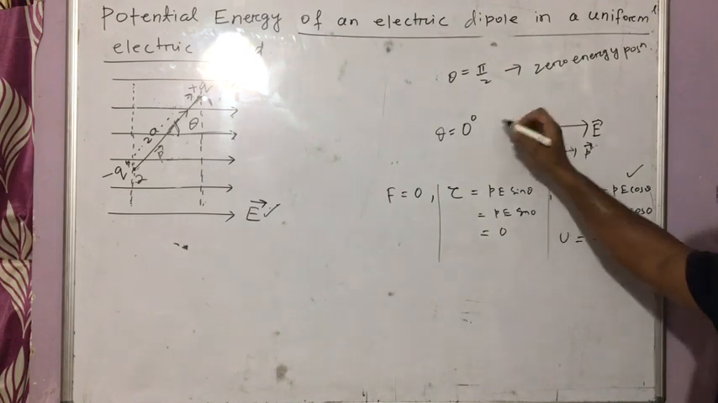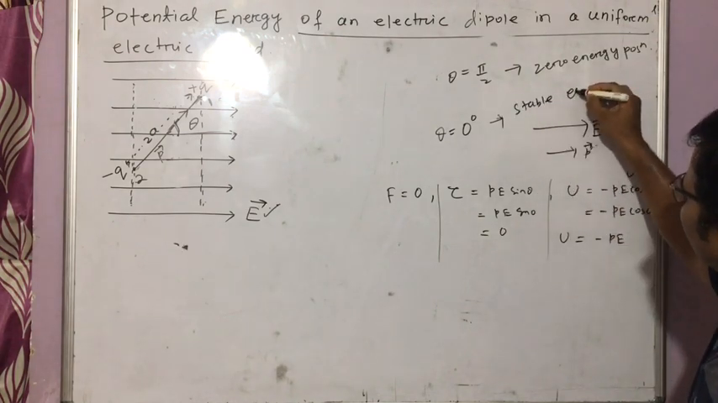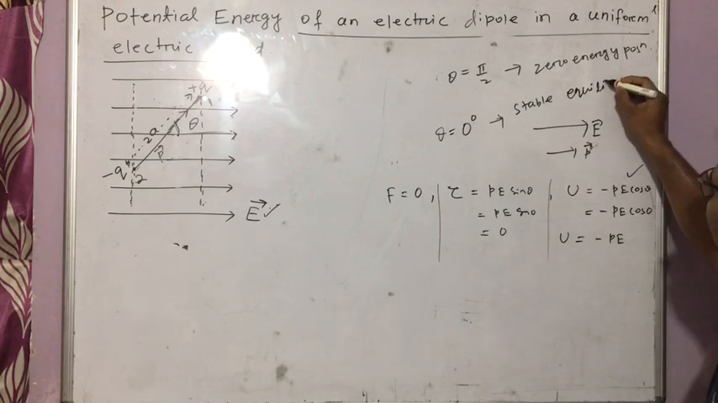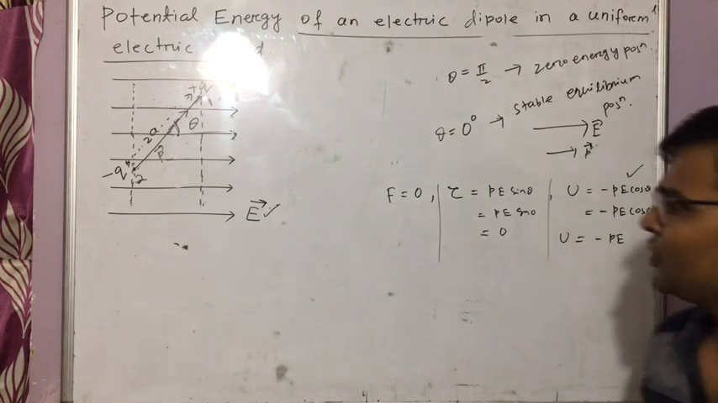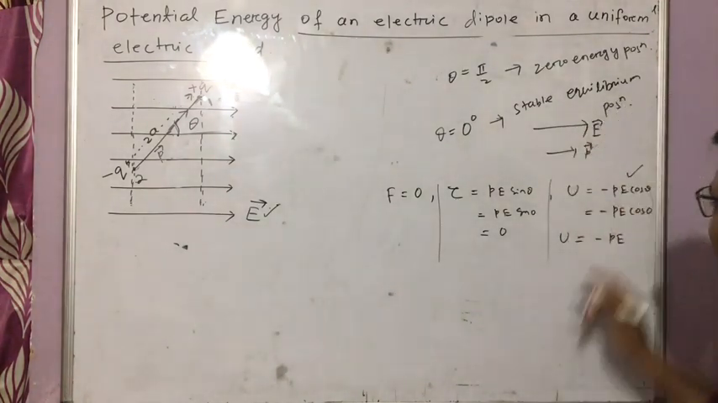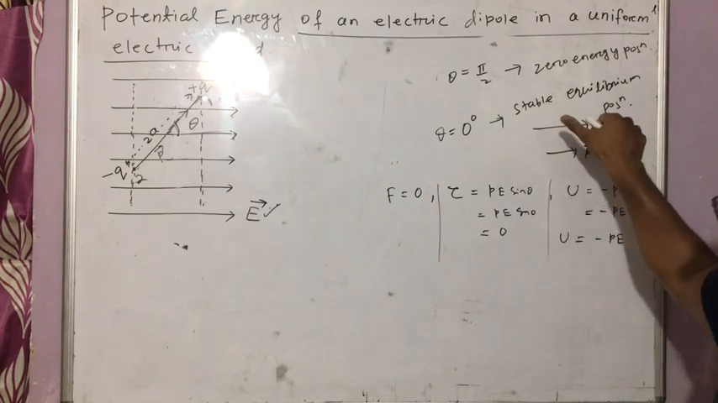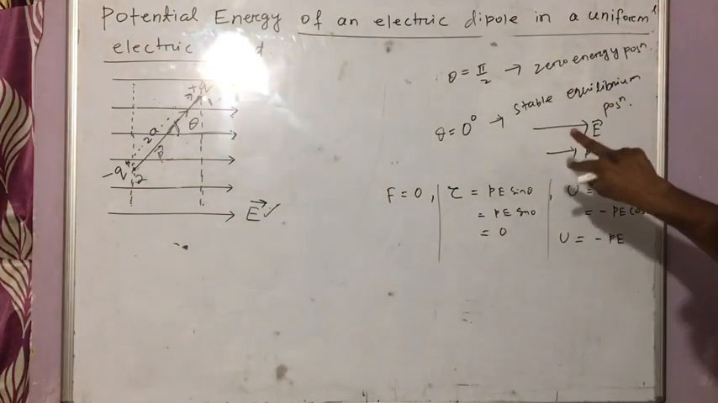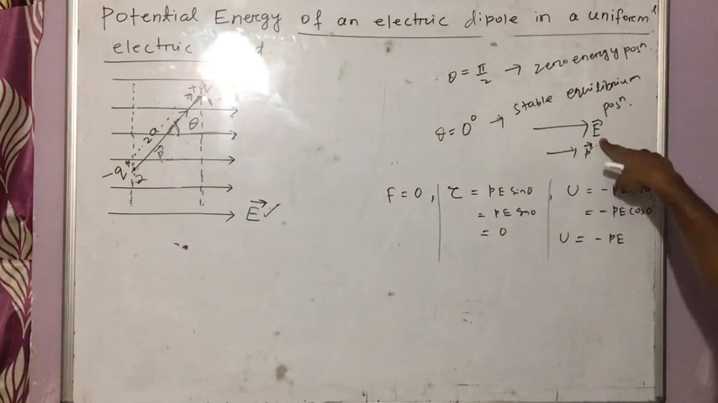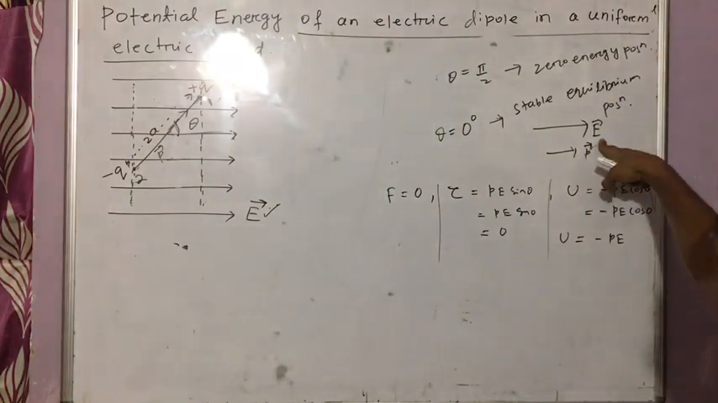Actually, this theta 0 position is called your stable equilibrium position. This position is called stable equilibrium position because suppose from this position, if you rotate the dipole or slightly disturb it, it will try to come back to its original position.